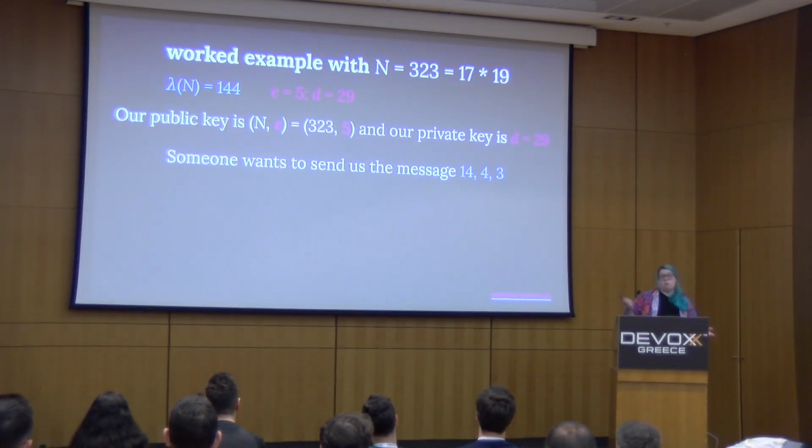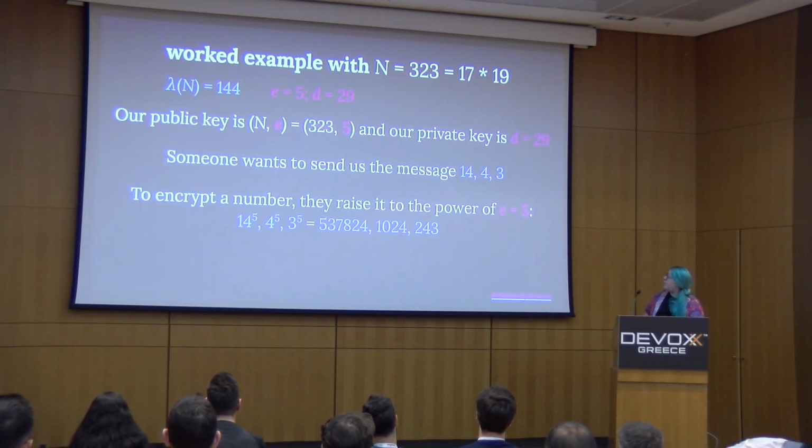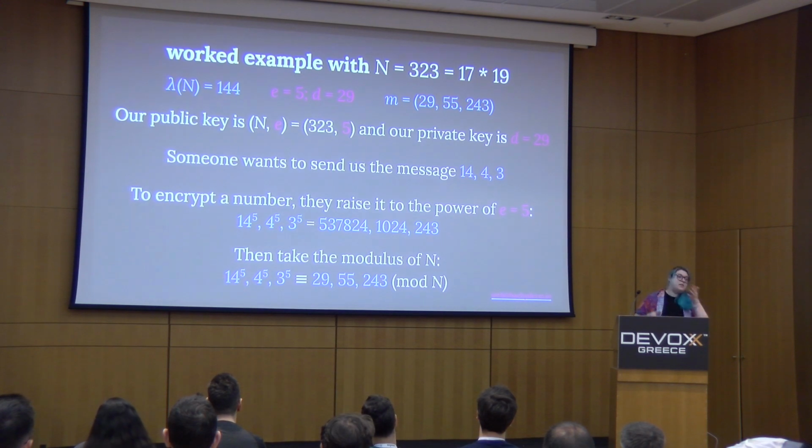If someone wants to send us a message, just some numbers, let's say, they can encrypt it. And what they do is they raise it to the power of e. 14 to the power of 5. You'll have to trust me on these. I did them through Wolfram Alpha, well, this one in particular. And that's what they send to us. They send us that modulo n, 323. So they send us these sort of smallish numbers.